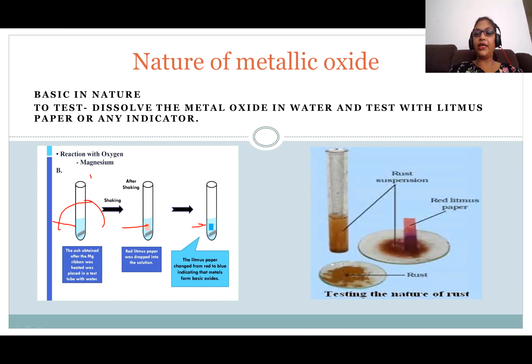Similarly, we can apply it to rust. You can take the rust and add it to water, and rust is not completely soluble, so a suspension will form. And you can add the red litmus paper. You can see it has turned into blue litmus paper. That shows these metallic oxides are basic in nature.